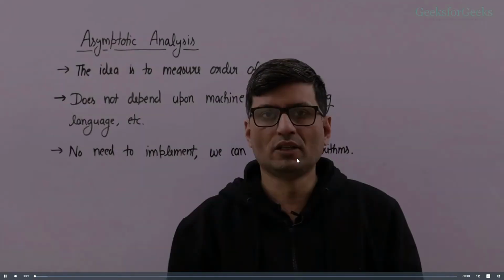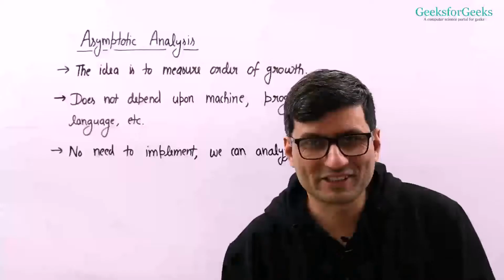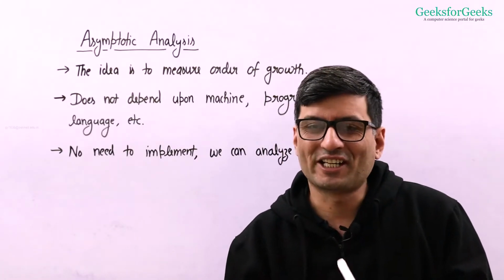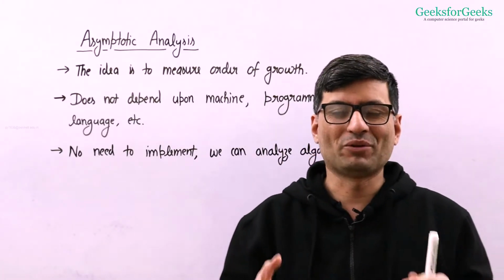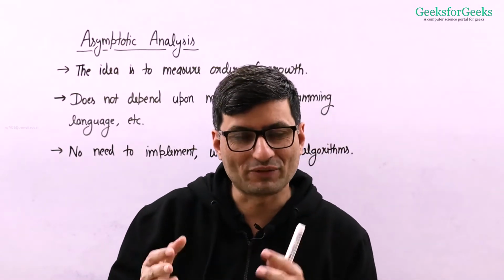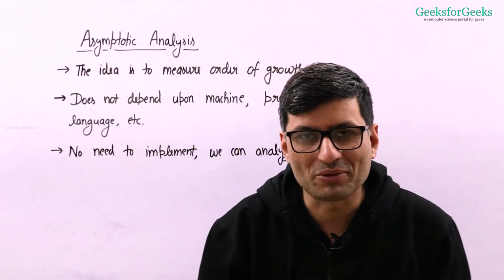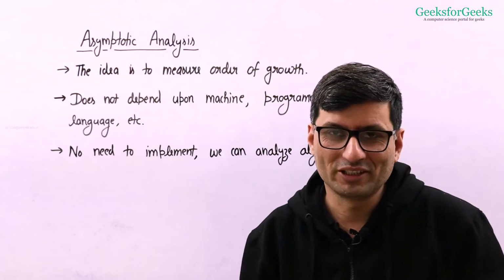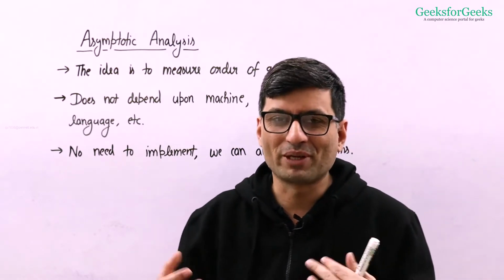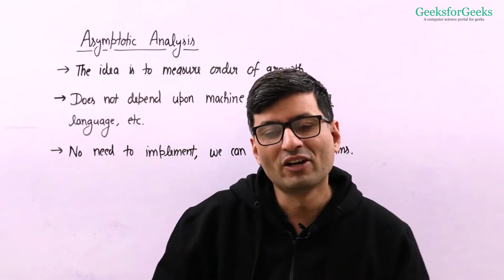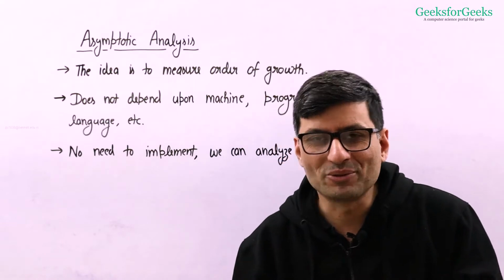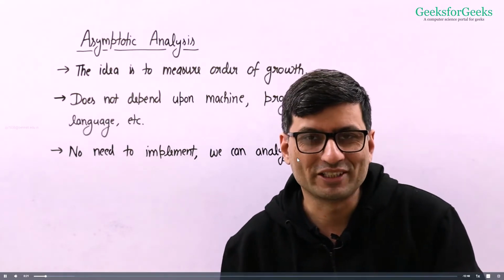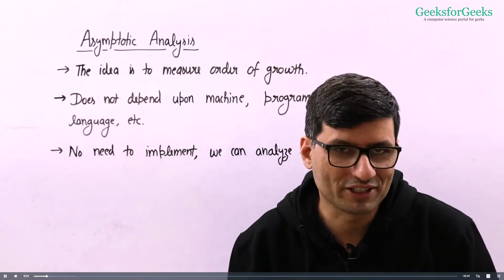Let us now talk about asymptotic analysis. This is the analysis that we do most of the time. Whenever we talk about analysis of algorithms, we talk about asymptotic analysis only. The terms like theta notation, big O notation that you hear a lot, all these terms are related to asymptotic analysis only, and they are called asymptotic notations.